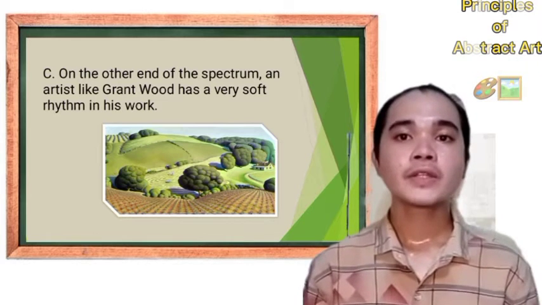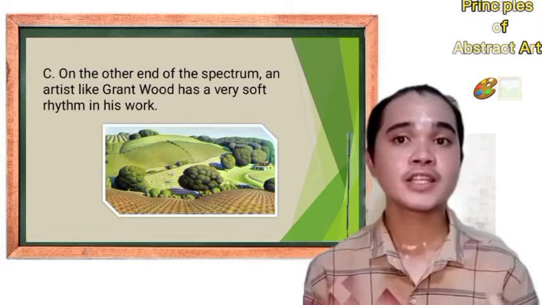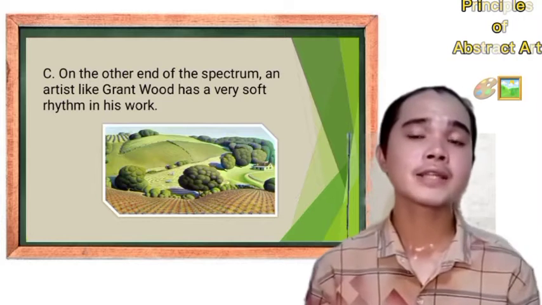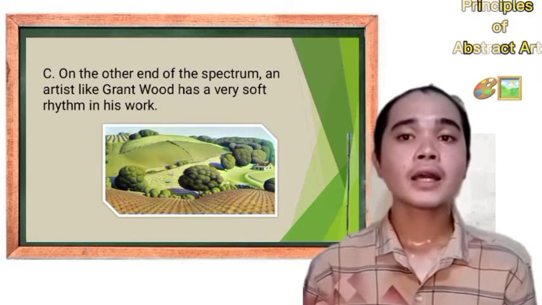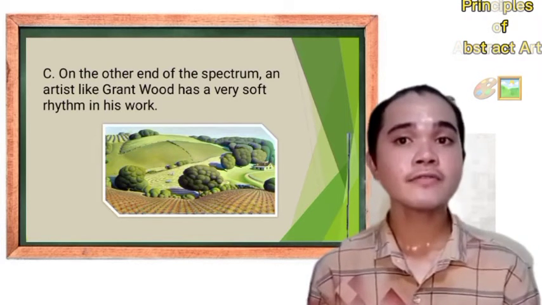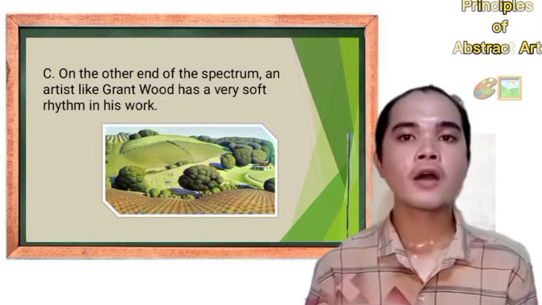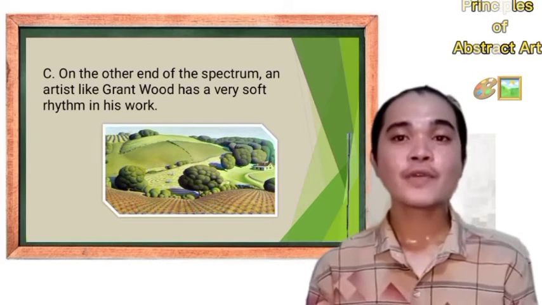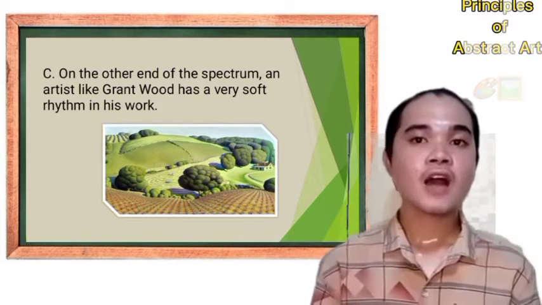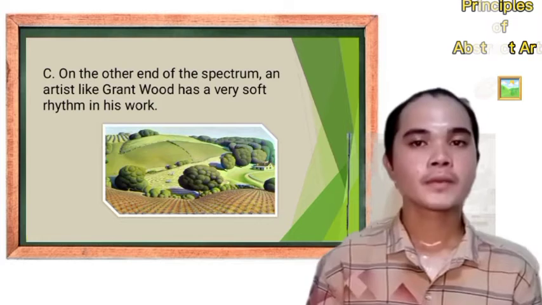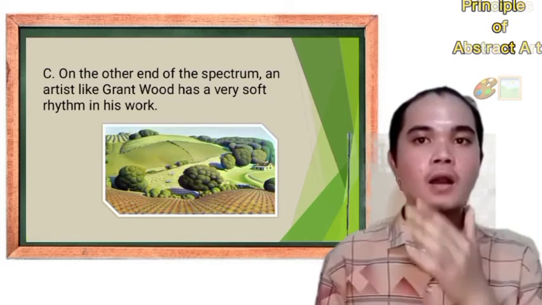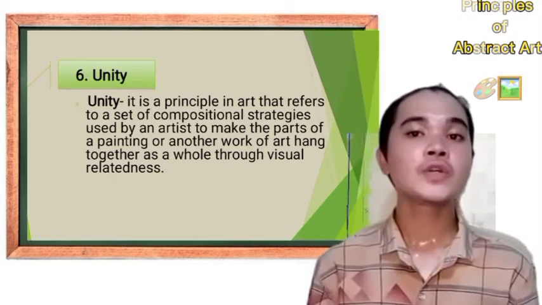Translating these three artists into music will help you recognize the rhythm. While Pollock has that electronic vibe, Van Gogh has more of a jazzy rhythm, and Wood is more like a soft concerto. Next principle of abstract art, we have unity.